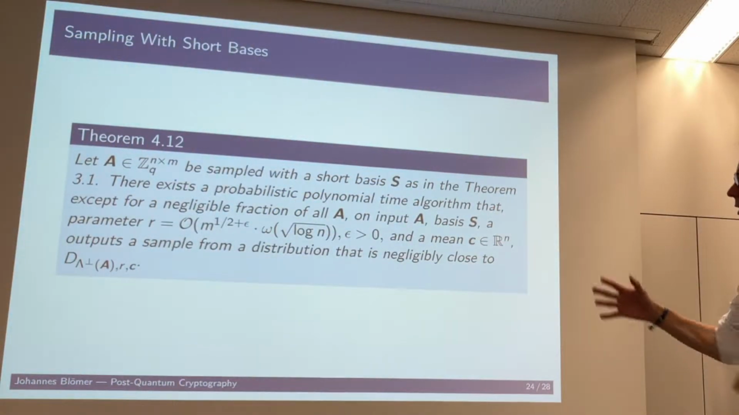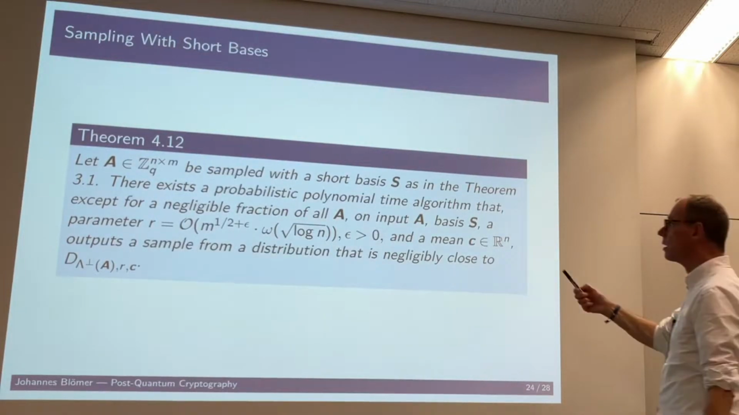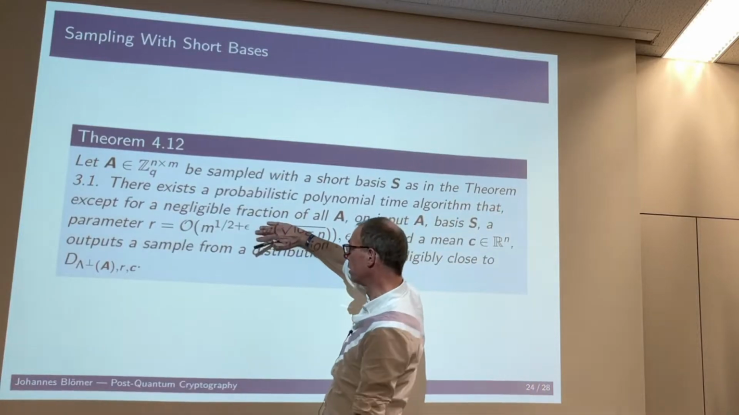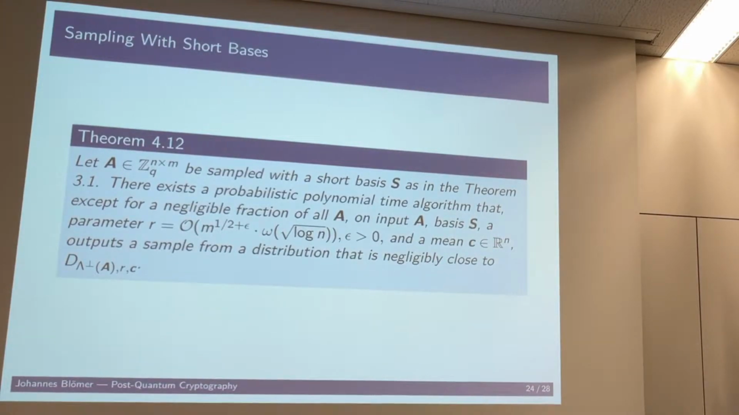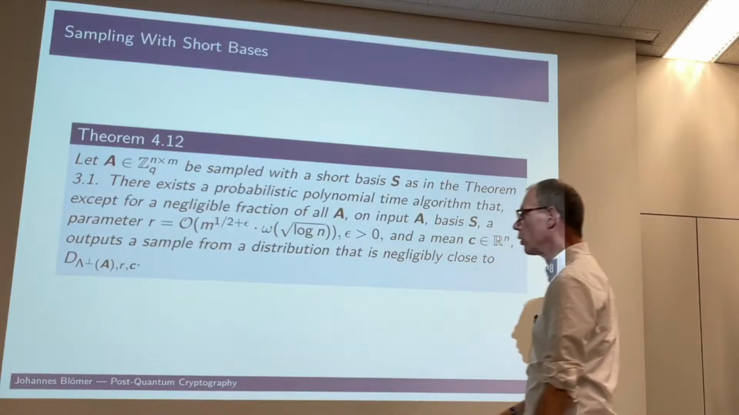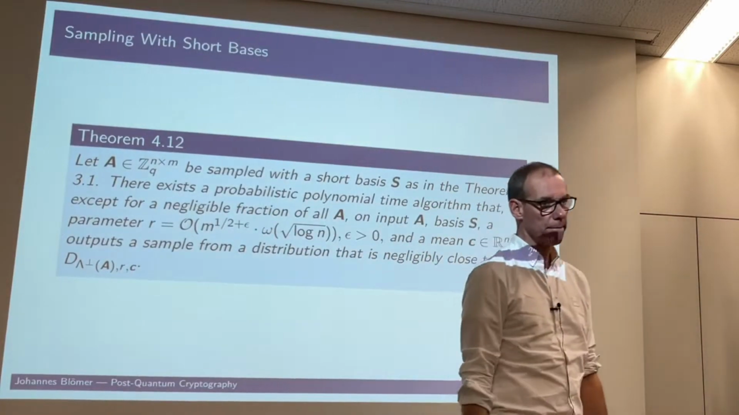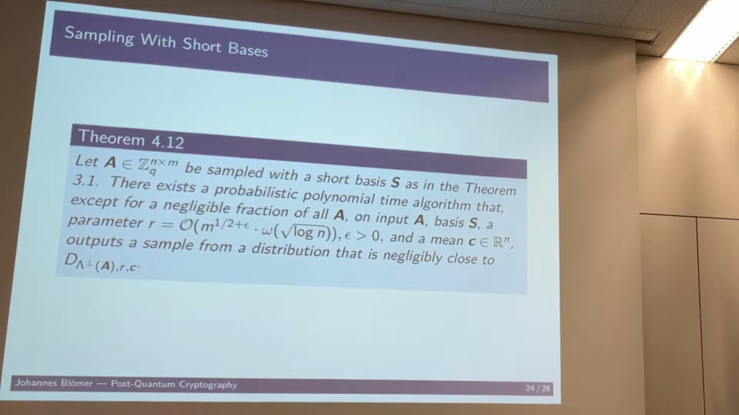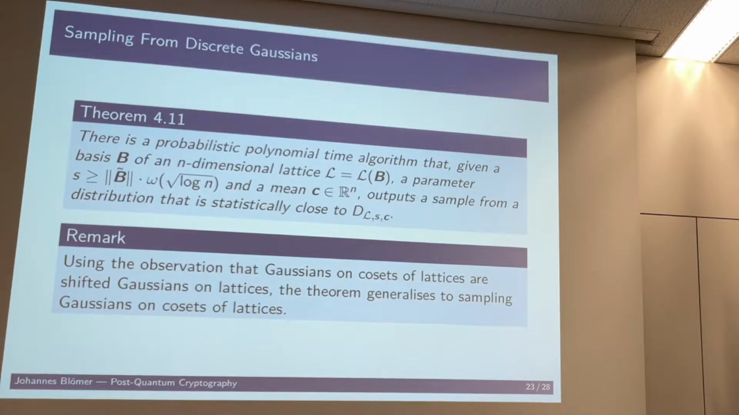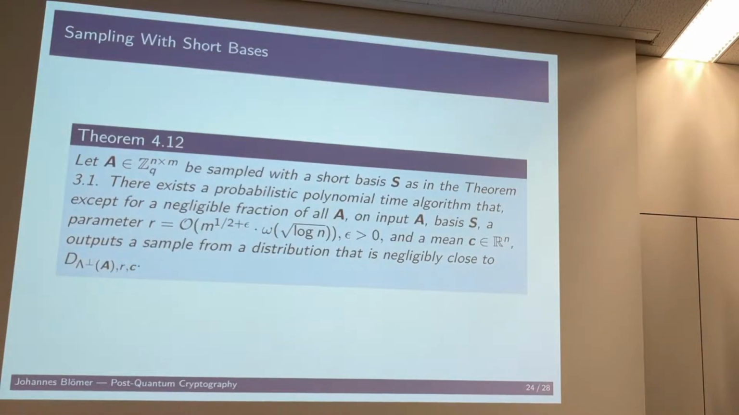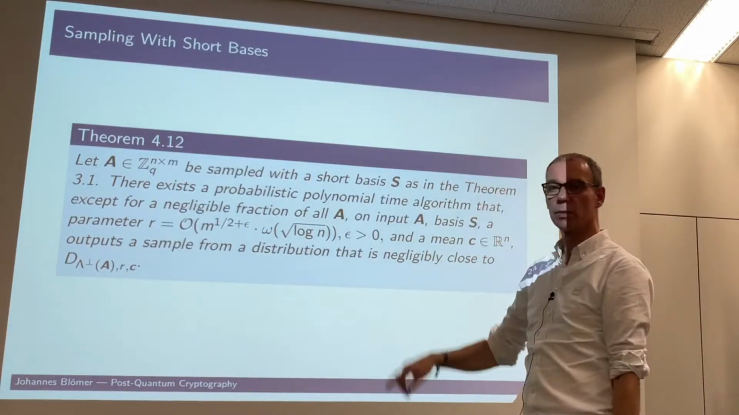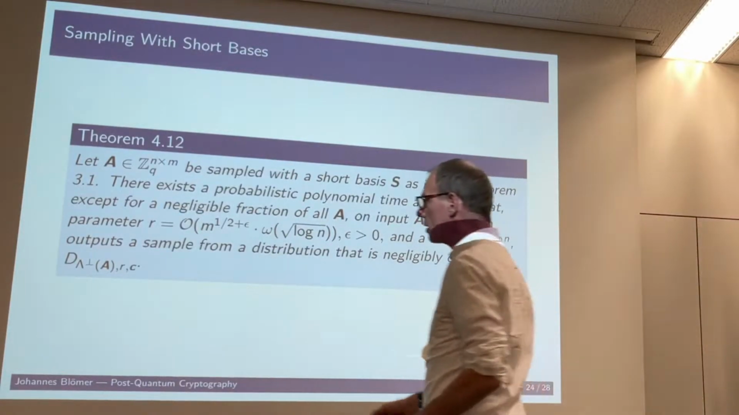Okay? And this is the combination of theorem 3.1, which says we can sample A together with a short basis that has this length, and then combine that with the previous theorem, and you get this. Yeah? And here I directly included that we can do that for cosets or for arbitrary things. Yeah? Okay. So now what can we say about gadget trapdoors, which we know how to do for these lattices as well.